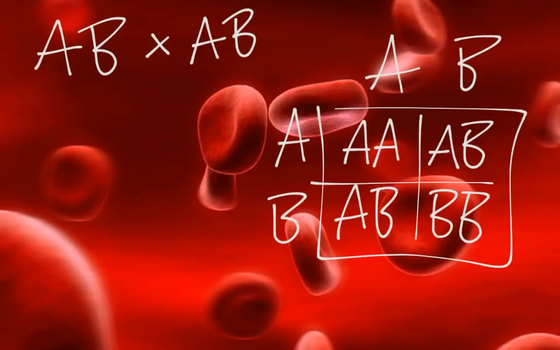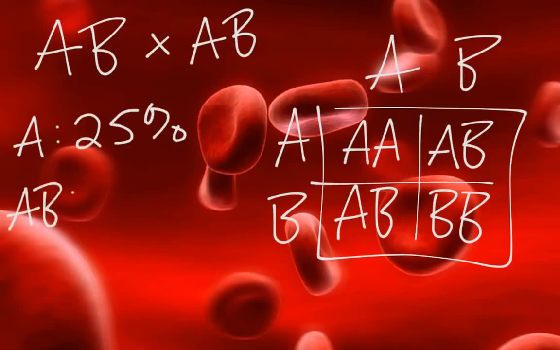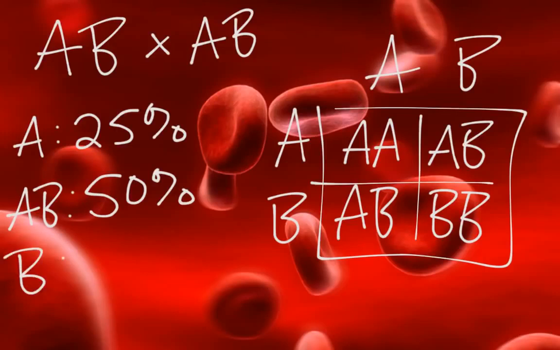And if we want to do a genotypic ratio or a phenotypic ratio, again, it's just the same as doing any monohybrid cross. In this case, the type A that we get is going to be 25%. The type AB probability is going to be 50%. And then the probability of getting a child that is type B is, of course, going to be 25%. So that's the easy part.